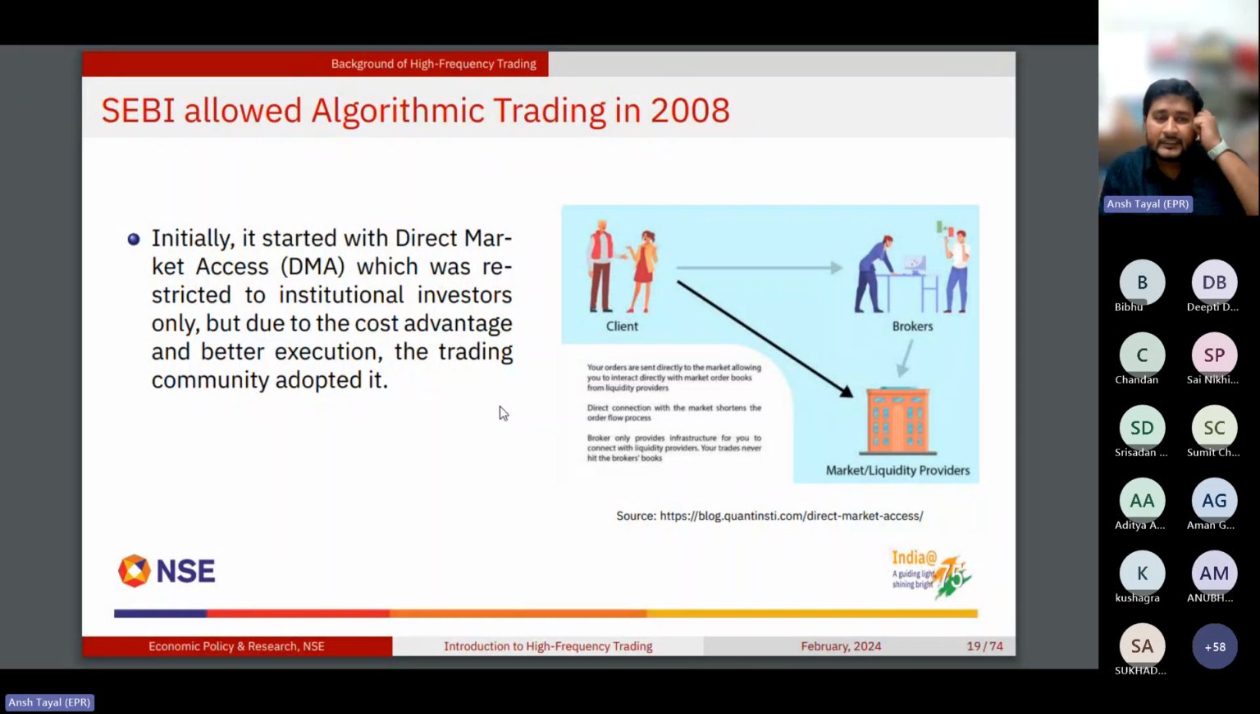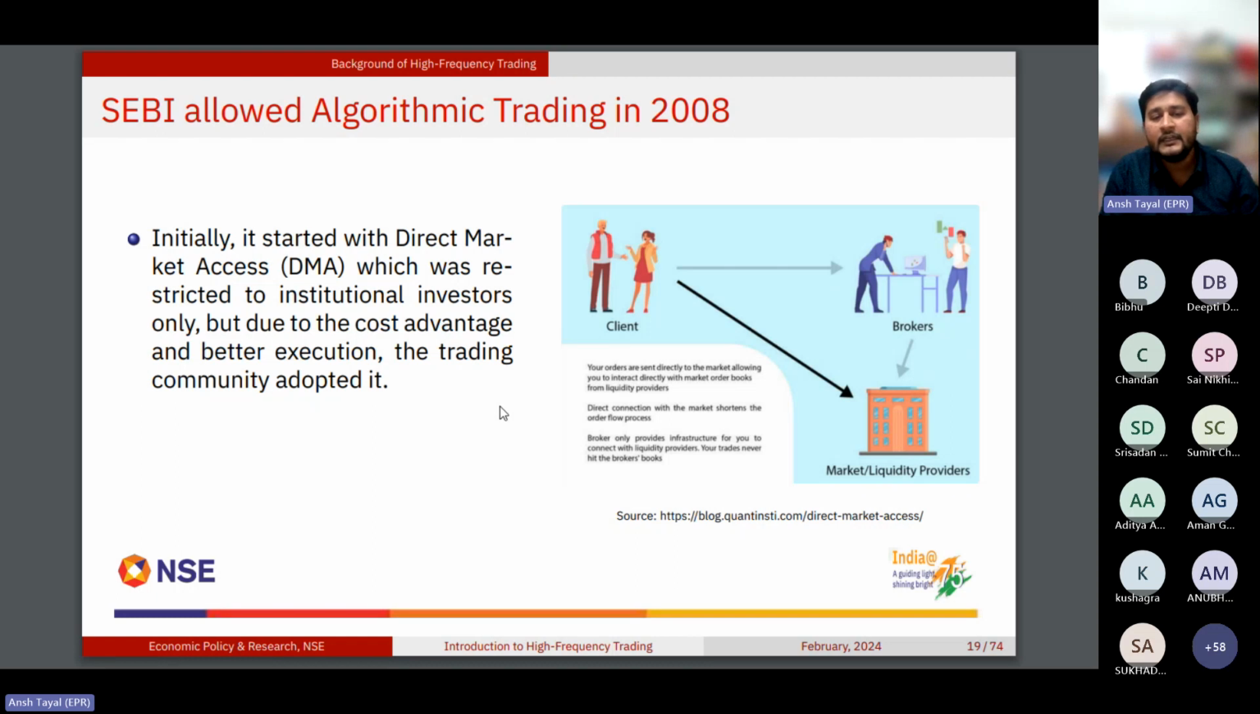Now SEBI allowed algorithmic trading in 2008. High frequency trading is a subset of algorithmic trading. And algorithmic trading, as the definition suggests, means that you are not manually placing an order, an algorithm is doing that for you. It initially started with something called direct market access.